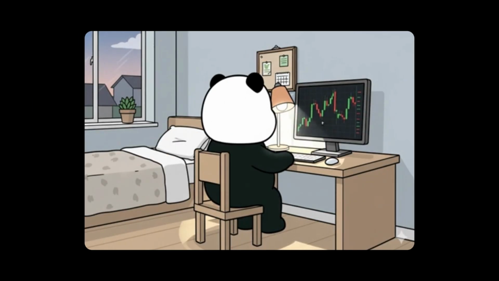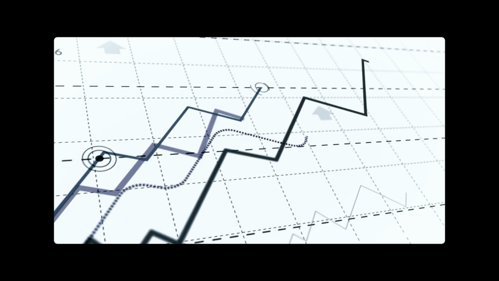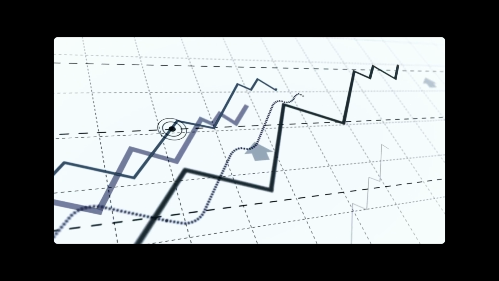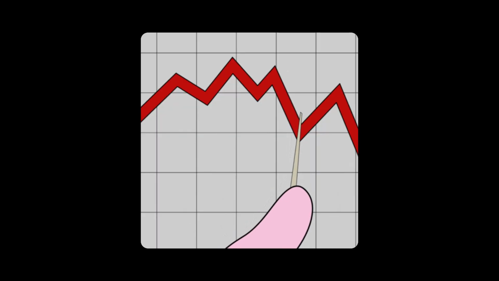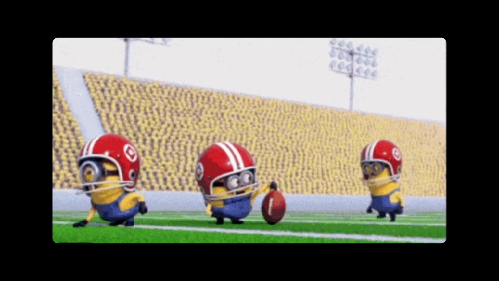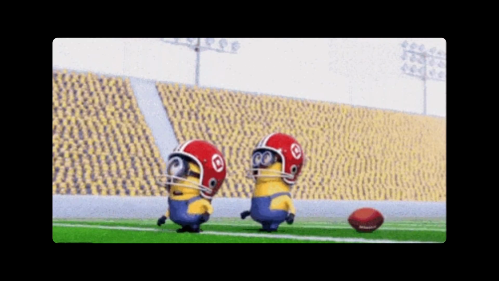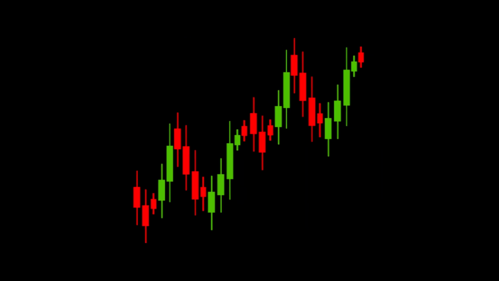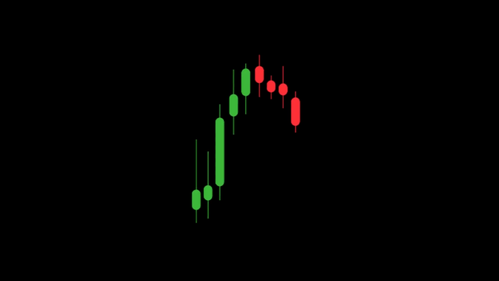Here's why this changes everything. Before candlesticks, traders only had line charts. A line chart shows you one thing, where price ended up. That's like watching a football game and only seeing the final score. Candlesticks show you the entire game, every drive, every tackle, every momentum shift, pressure, rejection, strength, weakness, fear, greed. Every candle is the market leaving you a clue.